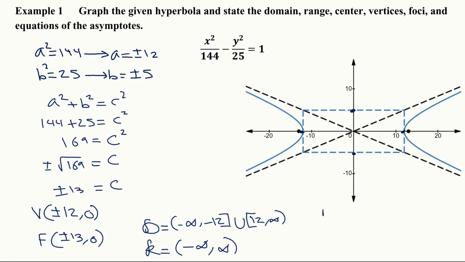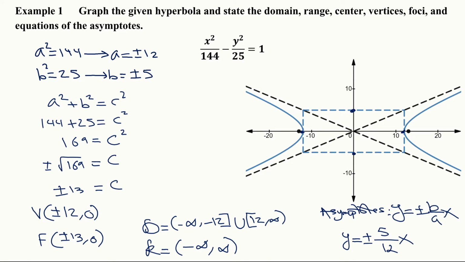As far as the equations of the asymptotes, these are going to be of the plus or minus b over a x variety. So they will be y equals plus or minus 5 over 12x. All right, so there we are.